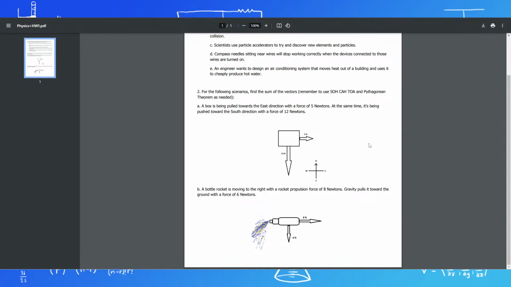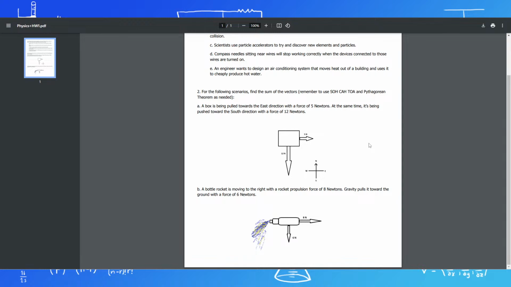But anyway, a really simple question. It says, for the following scenarios, find the sum of the vectors and remember to use SOHCAHTOA and Pythagorean theorem as needed. A box is being pulled towards the east direction with a force of 5 newtons. We will go over what newtons are when we get to the force chapter. At the same time, it's being pushed toward the south direction with a force of 12 newtons. And all we have to do is figure out the resultant force, the vector sum of those 2 forces.